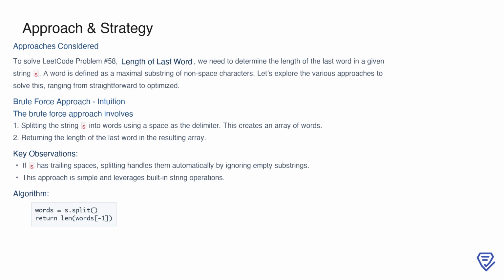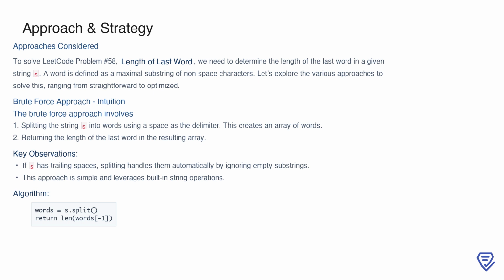This method is intuitive because it leverages built-in string operations to handle edge cases like trailing spaces automatically. For example, if the string ends with spaces, the split function will ignore those and still give us the correct result. The algorithm for this is concise, as it only requires splitting the string and accessing the last element. However, while this approach is easy to implement, it does have some trade-offs, particularly in terms of space usage, which we will explore further.